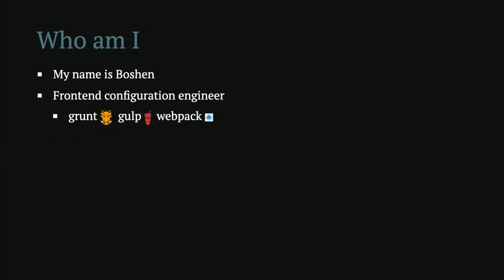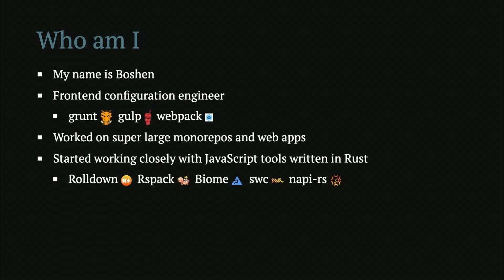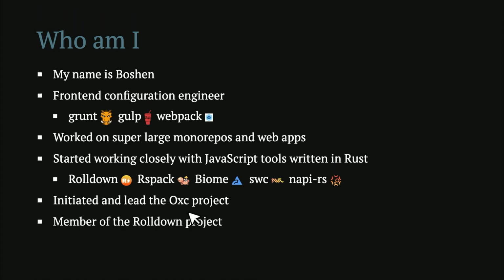As part of my interest in new programming languages, I started working on JavaScript tools written in Rust, such as Rolldown, Rspack, Biome, SWC, and Nephis. I used to work on super large monorepos and web apps. For example, I used to work at ByteDance on the Rspack project. I initiated and led the Oxc project. Now I'm also a member of the Rolldown project, as well as a member of VoidZero Inc.